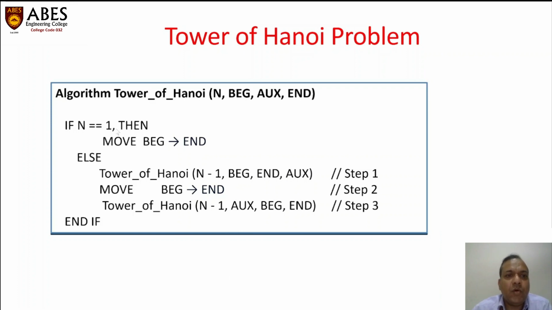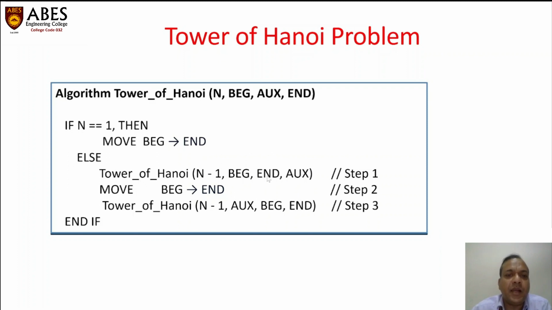So if n equal to 1, if n equal to 1 means if we have only one disk to transfer, then we simply transfer begin to end. Begin is the first tower or tower A, auxiliary is the tower B, end is the tower C. So if we have only one disk, we simply transfer from begin to end. Otherwise, we first transfer top n minus 1 disks from tower A to tower auxiliary. So begin to auxiliary.